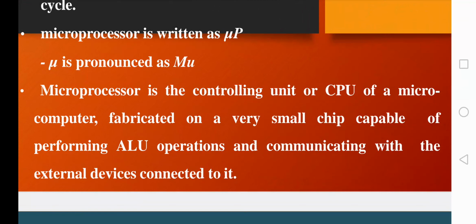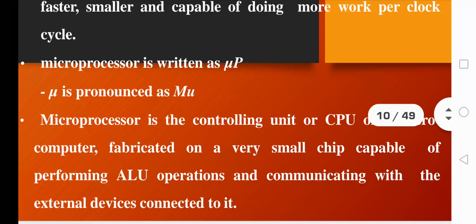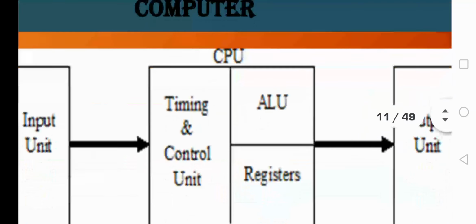So what are the various purposes of this microprocessor? It is capable of performing various arithmetic and logical operations, and not only that, it is capable of communicating with external devices. That is, it can communicate not only with the programmer standing outside, but also with external devices which are interfaced or connected to it. This is the basic definition of a microprocessor.